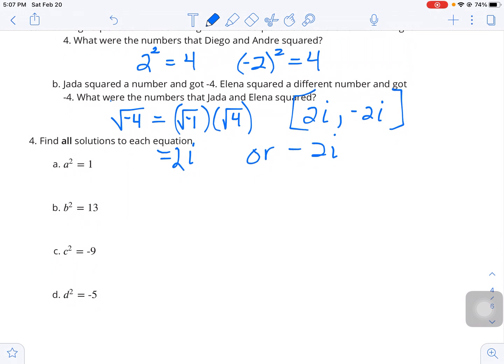Number 4, we're looking at find all solutions to each equation. So we want to take a squared is equal to 1, so we'll take the square root of both sides, and we get a is equal to positive 1 or negative 1. So we can write it as plus or minus 1. For letter B, if we take the square root of both sides there, we get b is equal to plus or minus the square root of 13.